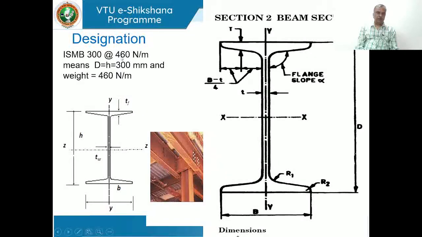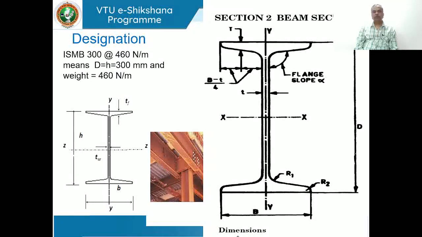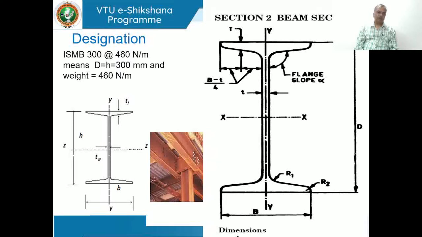And what is the number 460? It is the weight in Newton per meter. In some steel tables, the weight is given as kg per meter, but in some steel tables, it is available in terms of Newton per meter. So you have to be careful while selecting the weight also, whether it is Newton per meter or kg per meter.